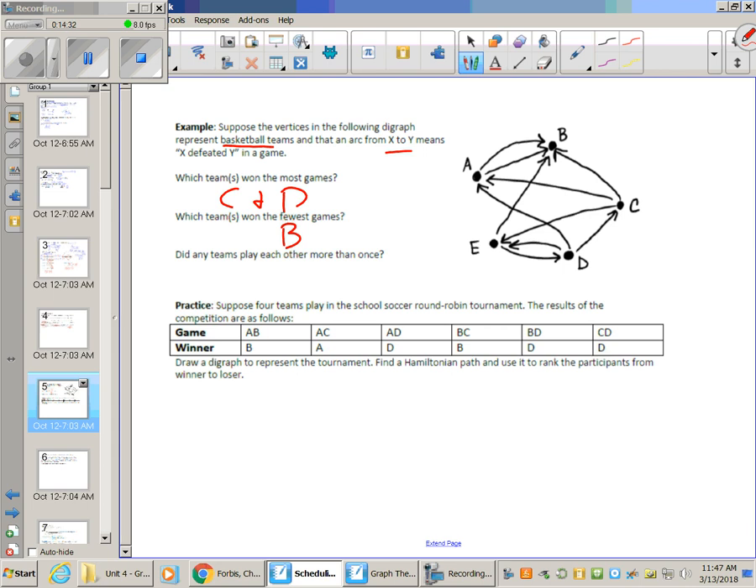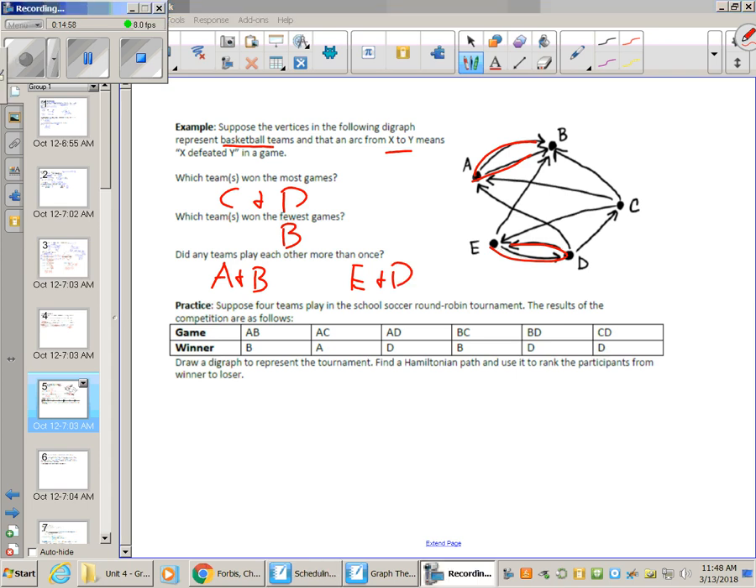Did any teams play each other more than once? Well, yeah, look at A. A played B, then said, well, I want to beat him again, so he played him again. Those are multiple edges pointing to the same vertices twice. A and B did. Also E and D. E played D, and then D got ticked off and said, I'm going to play you and beat you. So E and D went back and forth winning.